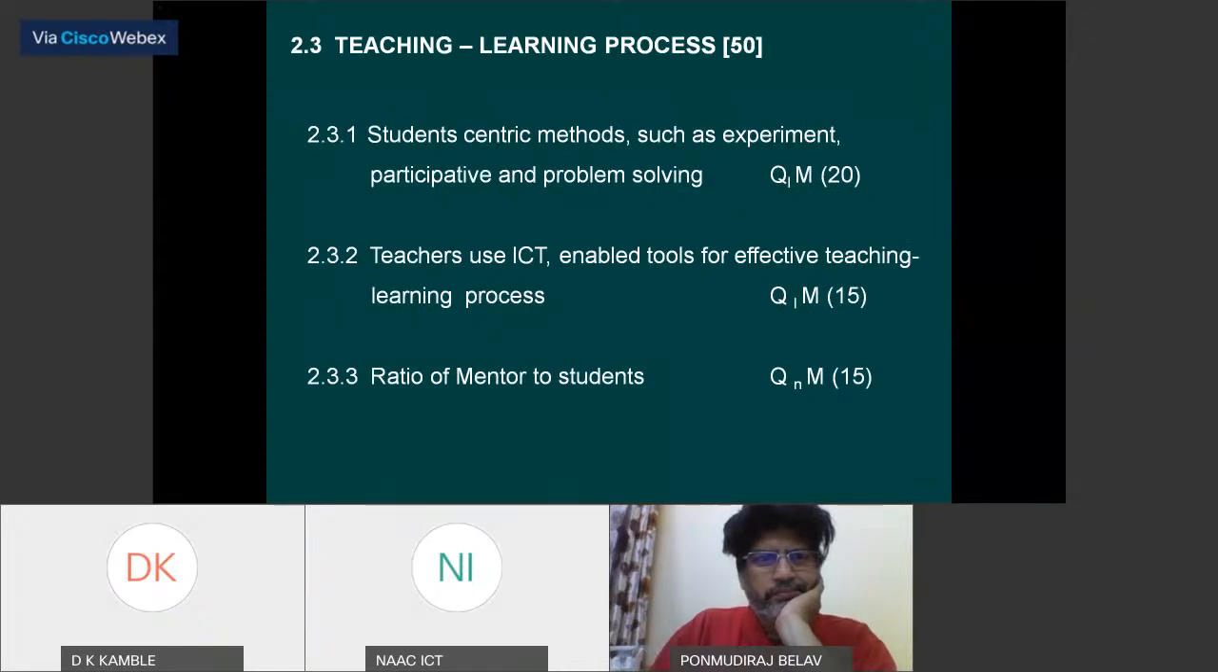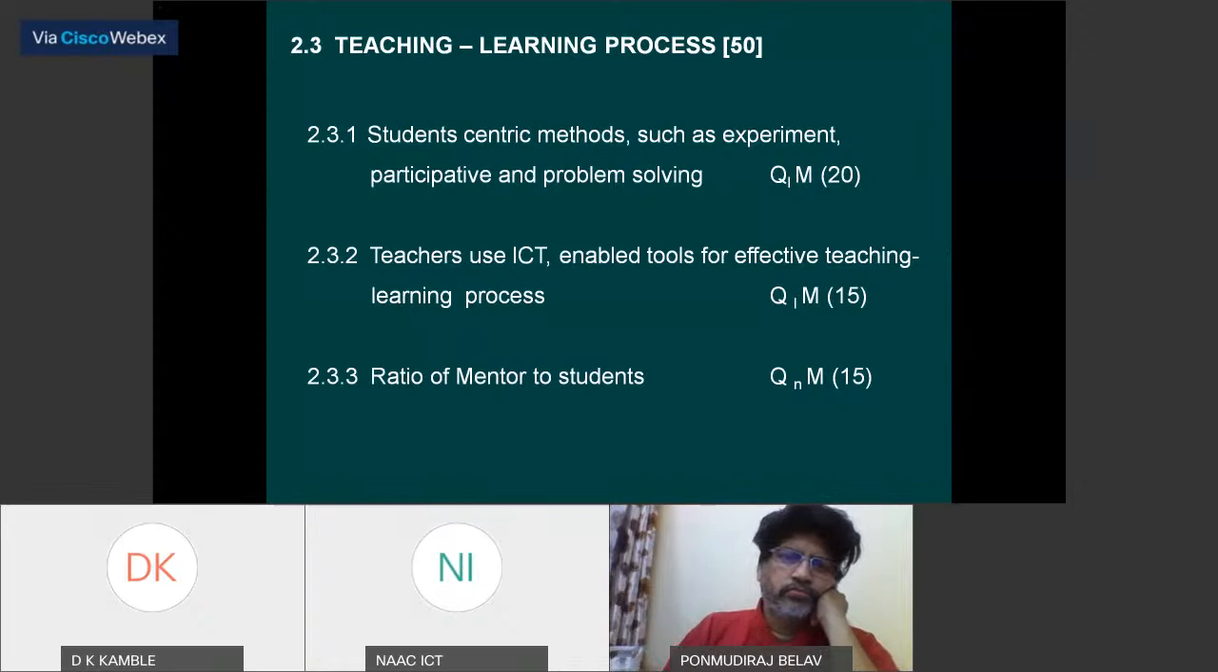Then coming to the teaching learning process, for that 50 weightage is there. In that, one more quantitative metric is the ratio of mentor to students, which means a mentor-mentee list is also required. For this metric, the principal should give a circular to all the teaching faculty and students with the mentor-mentee information. Next, the mentor-mentee list shows how many full-time teachers are there, and for each teacher how many students are allotted as mentees, teacher-wise or department-wise, certified by the head of the institution. These documents are required for this metric.